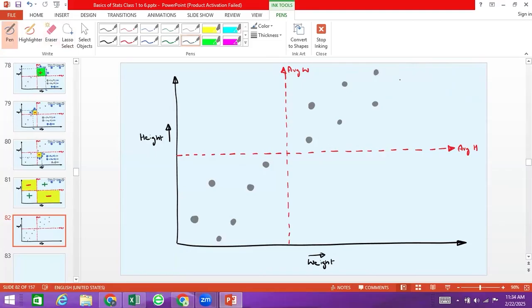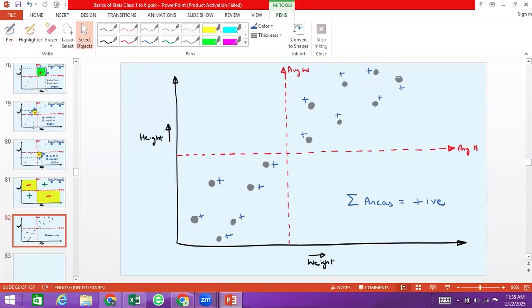Positive. Right? Because this point is also giving positive area. This point is also giving positive area. If I calculate the area associated with each point, this is positive, positive, positive, positive, positive, positive, positive. So the total area, the summation of all the areas associated with these points, will be positive.